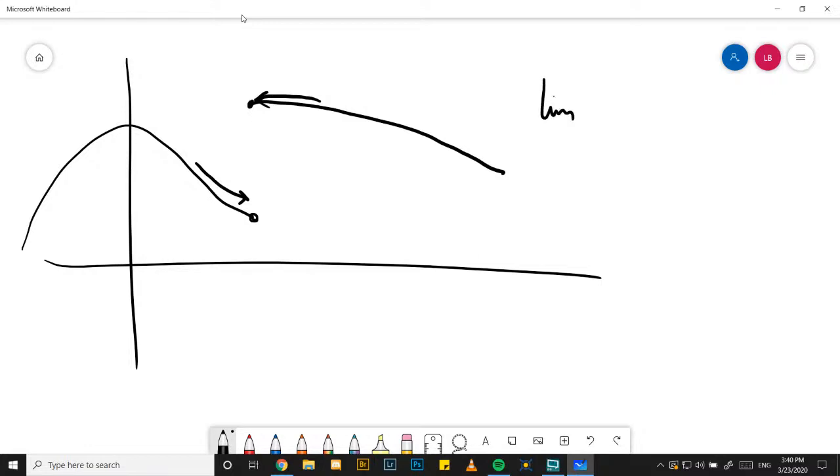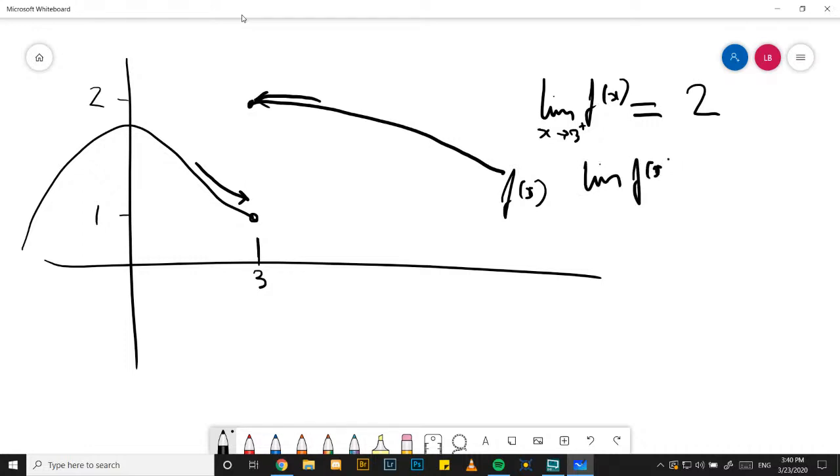So for example, for this function, let me call this function f of x, and let me call this point 3, and this point is 1, and this point is 2. So the limit of f of x as x approaches 3 from the positive direction, which is from the right, is equal to 2. But the limit as x approaches 3 from the negative direction is going to be equal to 1, which is from the left direction. And this is basically what the limit equips us to do: look at the values like this.